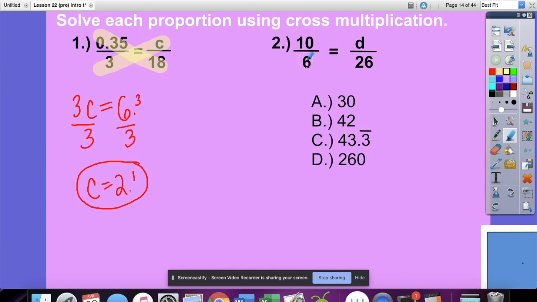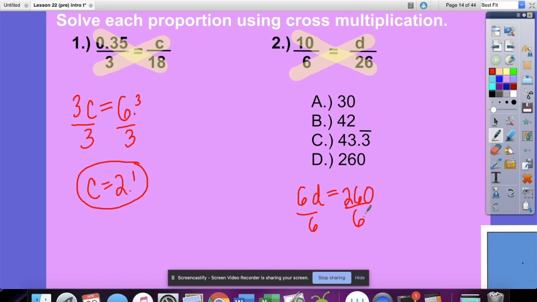In number 2, you can try this one next. This one's multiple choice. So if I find my cross products, I can see one of my cross products is 6 times D, and my other cross product is 10 times 26, or in other words, 260.